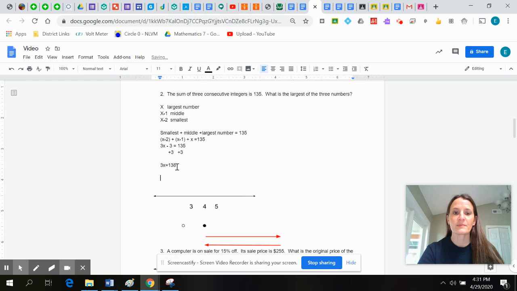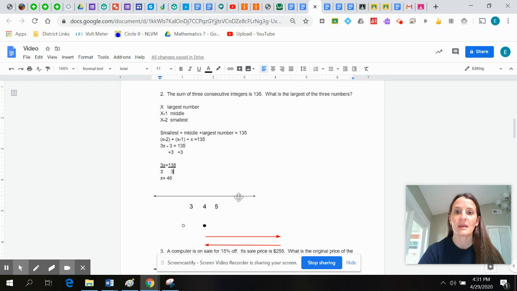All right, so 3 times what number is 138? Well, that number is 46. So the operation that we performed was dividing by 3 on both sides. 3x's divided by 3 gives me 1x. And 138 divided by 3 gives me 46. So the solution is x equals 46.